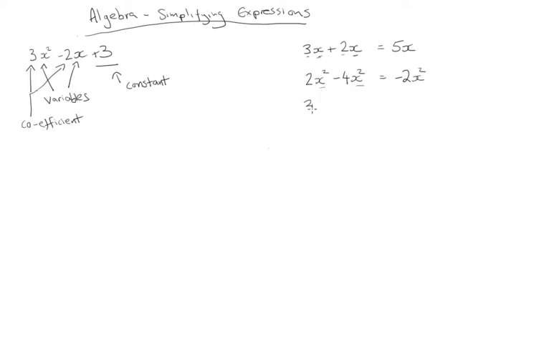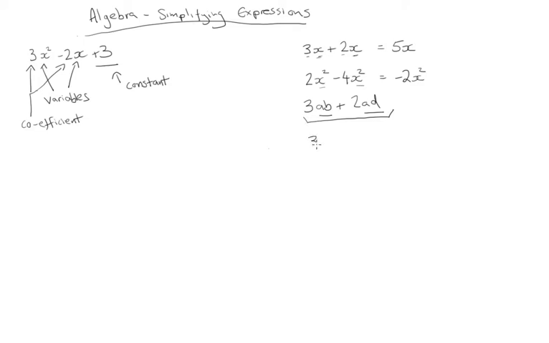Now, if we look at this, 3ab plus 2ad. Okay, can we simplify this further? No, we can't, because the variable here is ab and this variable is ad. They are not the same. So 3ab's can't be added to 2ad's. They are different. So that is the simplest that this expression can be.